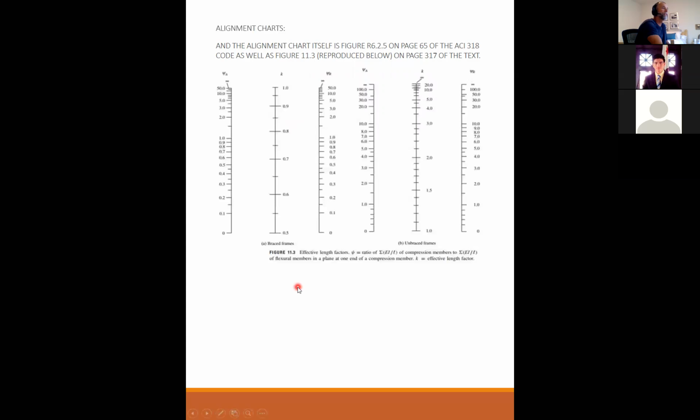Okay, and the alignment chart itself is figure 6.2.5 on page 65 of ACI 318, as well as figure 11.3 on page 317 of the textbook. And it looks like this. We have one for braced frames, and we have another for unbraced frames. And we have a psi A and a psi B.